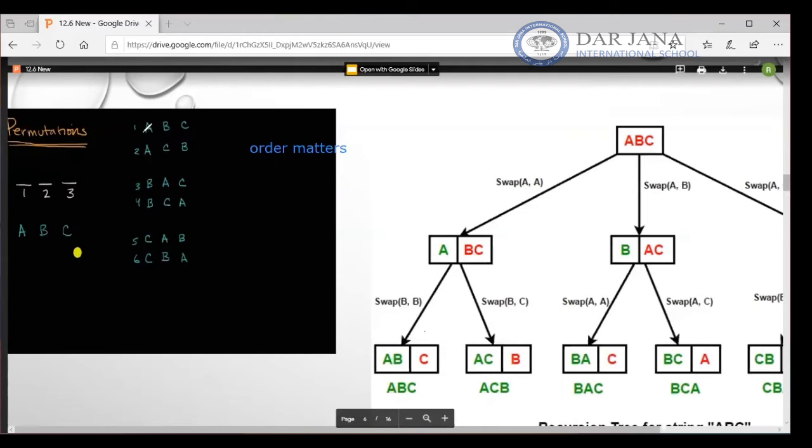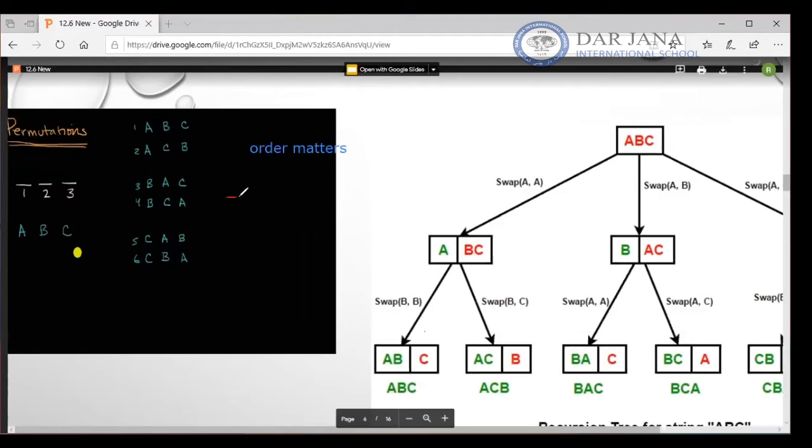If I want to put the A first, you can put A, B, C, or A, C, B. If you want to put the B first, you can put B, A, C, or B, C, A. If you want to put the C first, you can put C, A, B, and C, B, A. So in total, we got six permutations, or 6 different orders we can put.